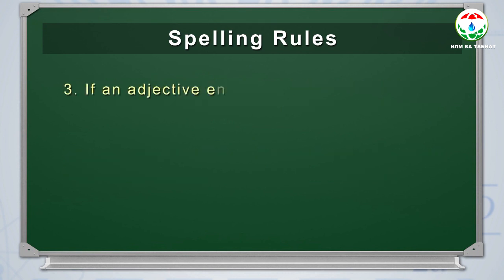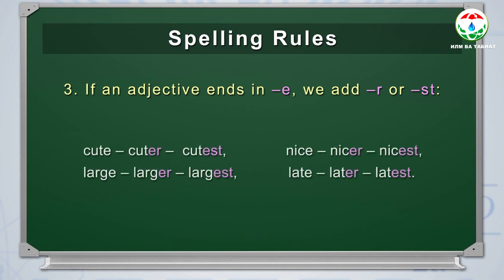If an adjective ends in e, we add r or st. Examples: cute, cuter, cutest; large, larger, largest; nice, nicer, nicest; late, later, latest.